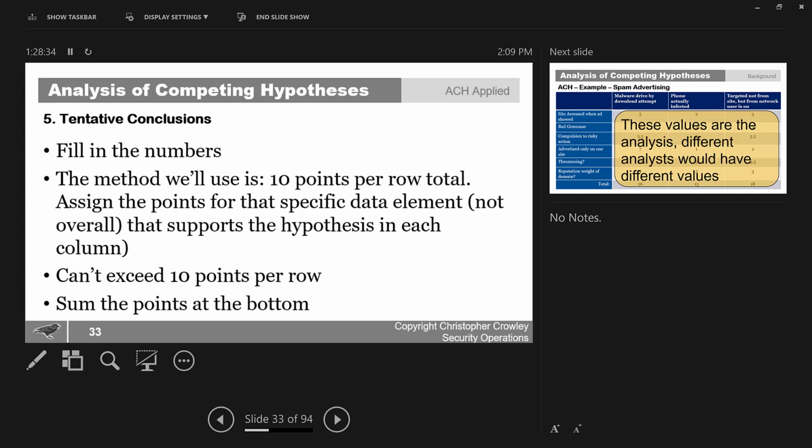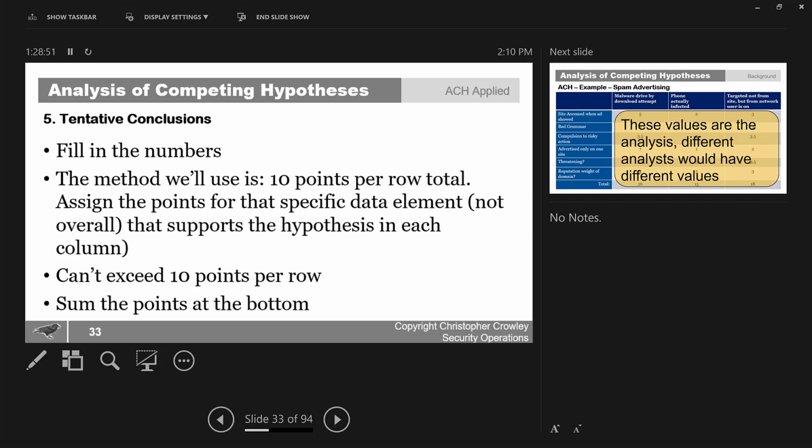And the way that I tend to do this is I assign 10 points per row. The row is the data element. The points get assigned into the columns of the hypotheses that I think are the best explanations for that particular data element.